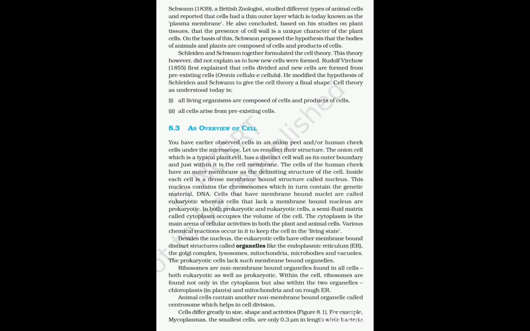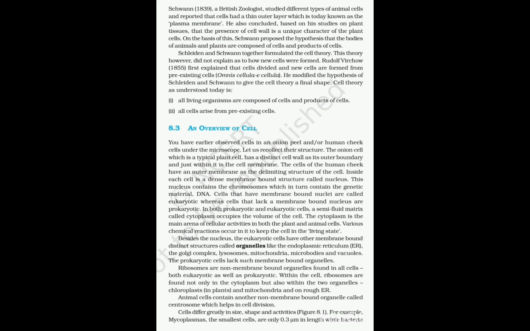Inside each cell is a dense membrane-bound structure called the nucleus. The nucleus contains chromosomes, which in turn contain the genetic material, DNA. Cells that have membrane-bound nuclei are called eukaryotic, whereas cells that lack a membrane-bound nucleus are prokaryotic. In both prokaryotic and eukaryotic cells, a semi-fluid matrix called cytoplasm occupies the volume of the cell. Cytoplasm is the main arena of cellular activities in both plant and animal cells. Various chemical reactions occur in it to keep the cell in the living state.